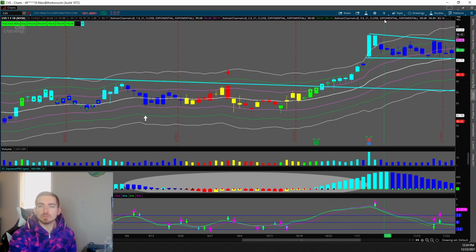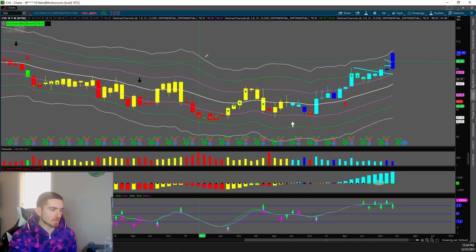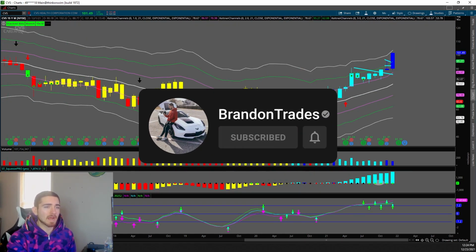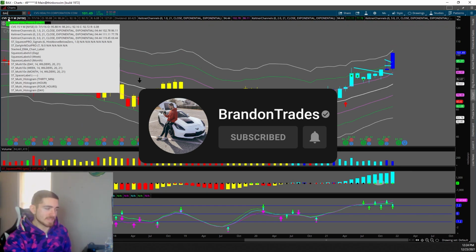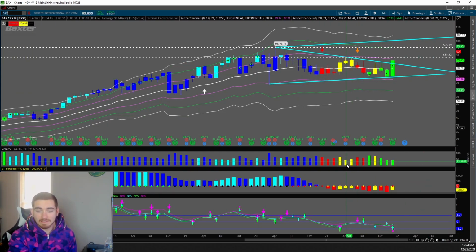Now, again, you can use it on the monthly time frame. You just got to understand if you are basing trades off of the monthly squeeze, you're going to have to go further out. So something that I'm looking at right now is actually going to be BAX. And if we go to the monthly time frame on BAX, we can see that this thing has been consolidating since way back in July of 2020.